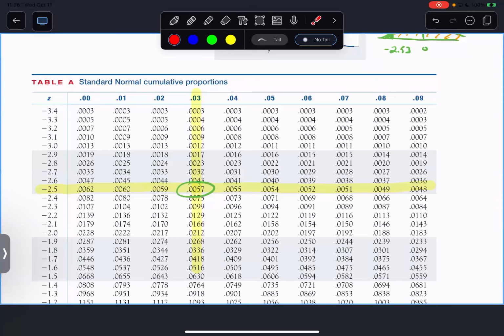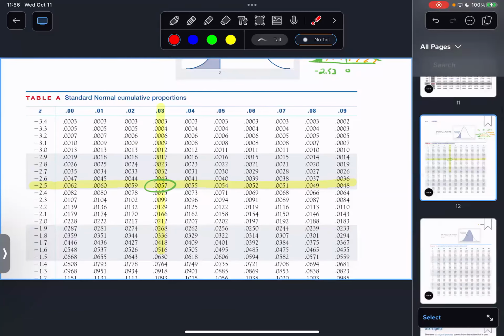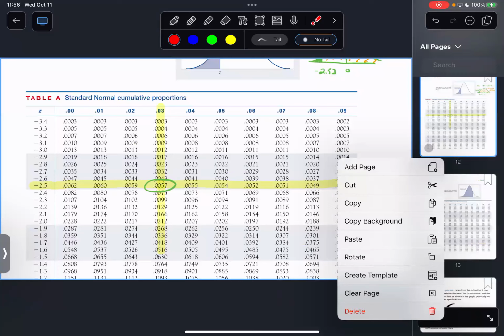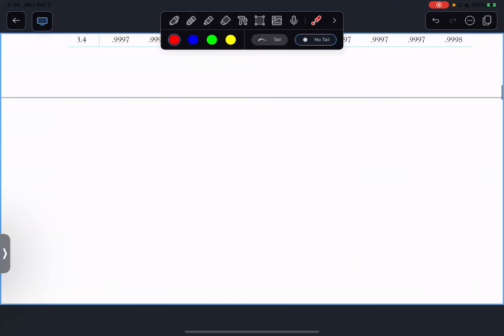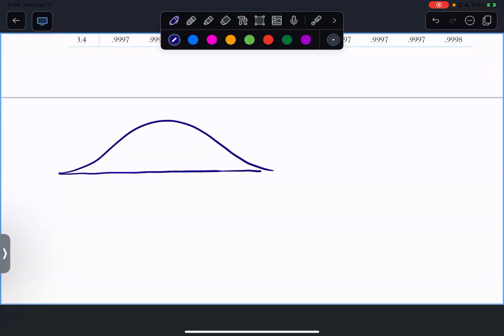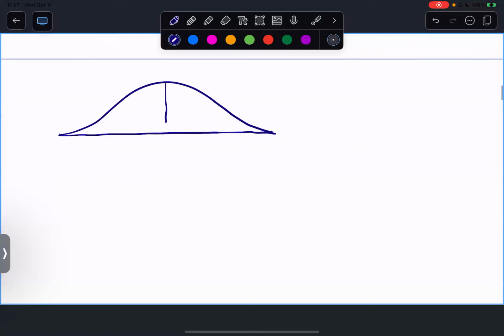After that, what happens? Let me add a page here. Hey, that's not bad. If I have Z, which is centered on 0 with a standard deviation of 1, the table goes from negative 3.49 to positive 3.49.